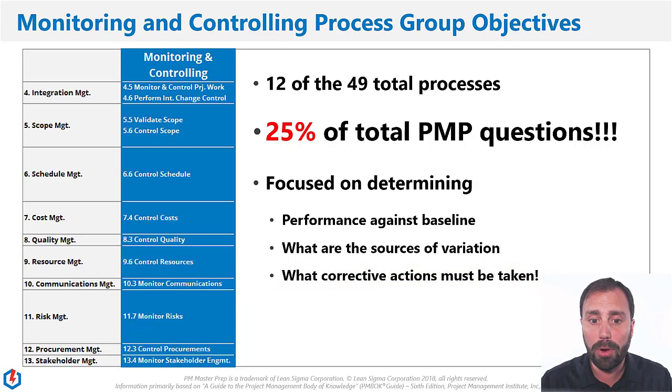So that's the whole purpose of this. What's our performance against baseline? What are the sources of variation? And what corrective actions are we going to take? And each one of these processes plays a role in determining those. So as we go deeper, I'm going to walk you through each individual process and how it plays in the game. So let's go deeper.